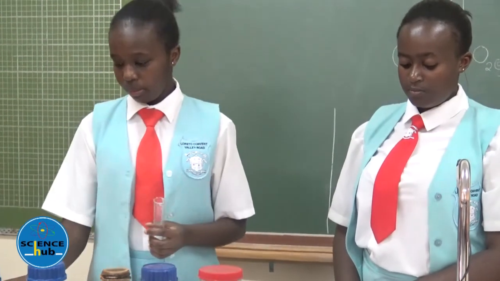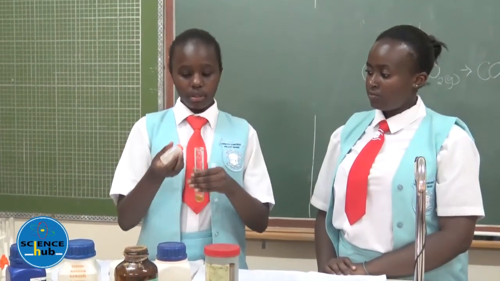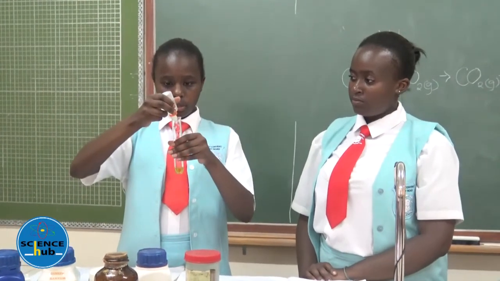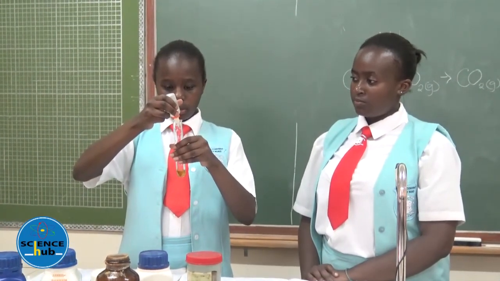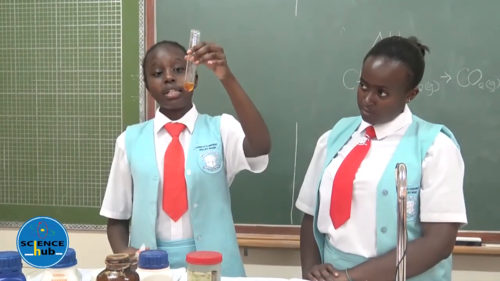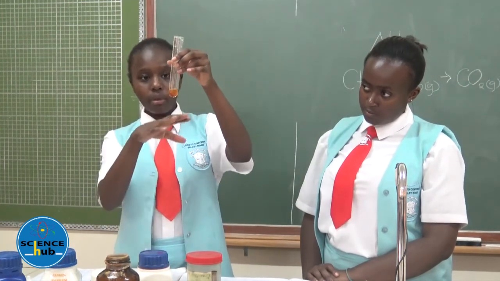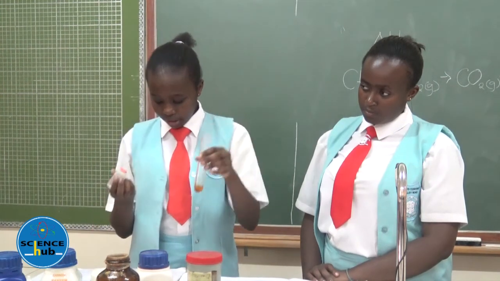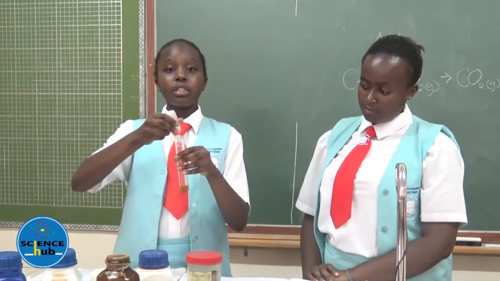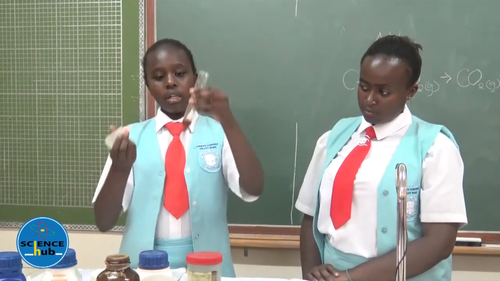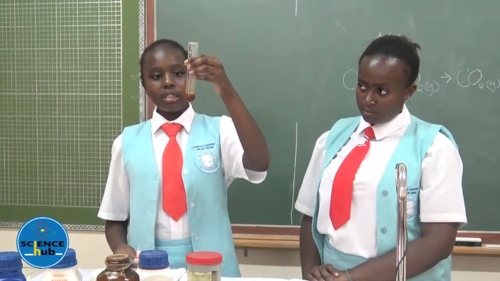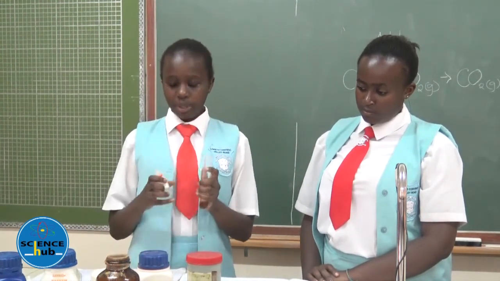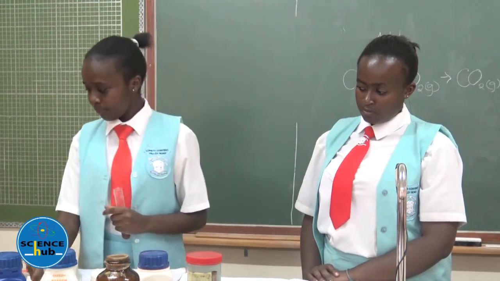So I'm going to choose sodium hydroxide. As you can see, there's a brown precipitate being formed at the bottom of the test tube. So if you add excess sodium hydroxide, you continue adding until you excess. You see the brown precipitate is insoluble. So this indicates presence of iron 3 ions.